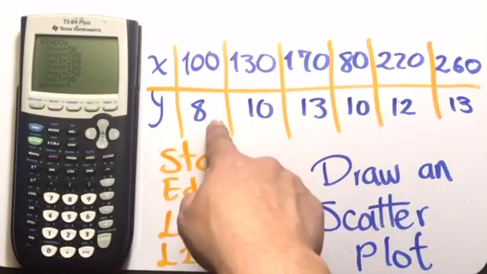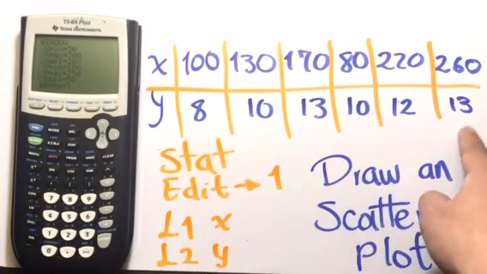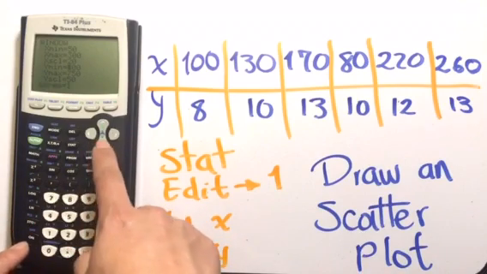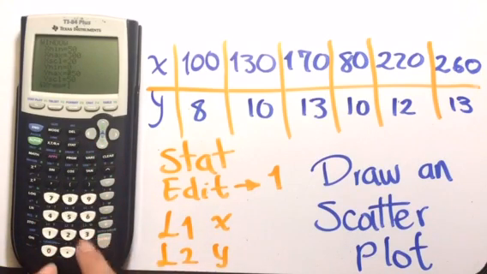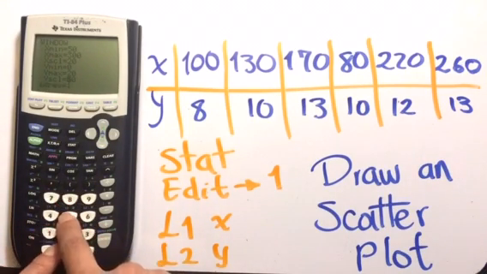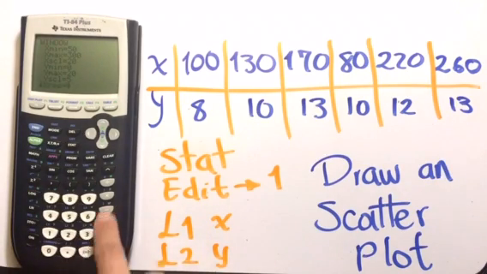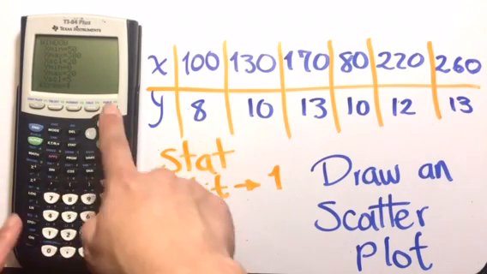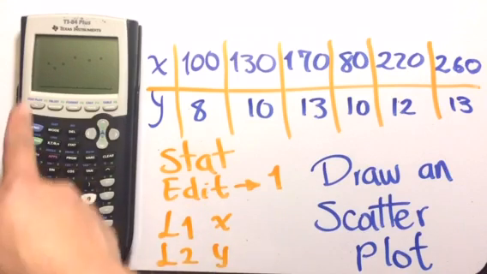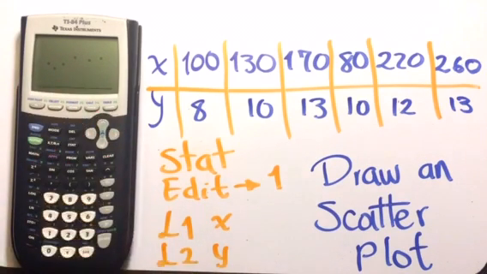So the minimum is 8 and the maximum is 13, so I can pick the minimum as 0 and the maximum as 20, and I can select the scale 5 by 5, or 1 by 1 even if you want, and then you click on graph, and the graph is going to show you your points, and that is how we do it.